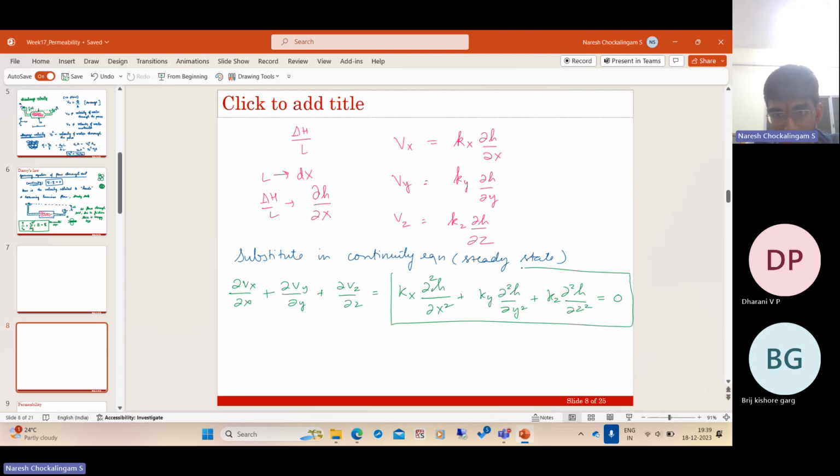Now we have gone from having three variables. So Vx, Vy, Vz were three unknowns. But what has Darcy's law helped us? Darcy's law has converted one vector variable Vx, Vy, Vz into one scalar. So here Kx, Ky, Kz are material properties. We know them. X, Y, Z are just coordinates. And the only scalar unknown here is H, which is the potential or the total head. So H is the total head.